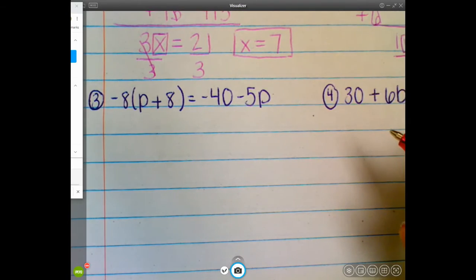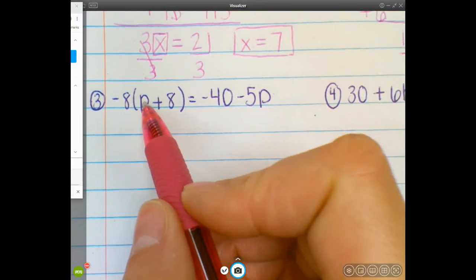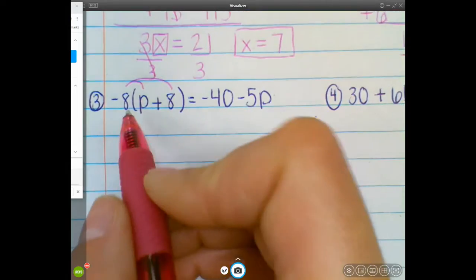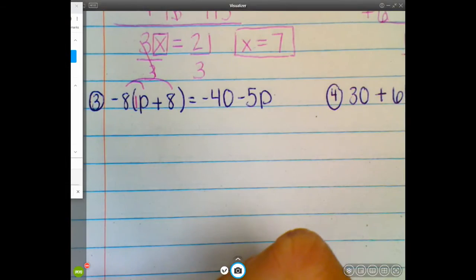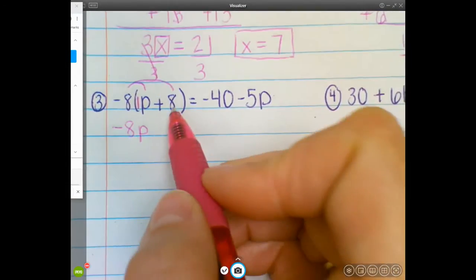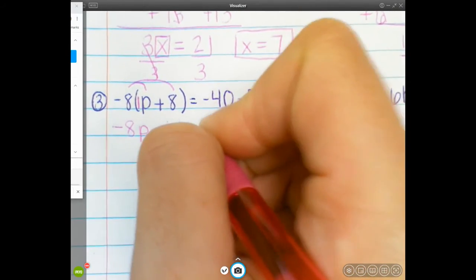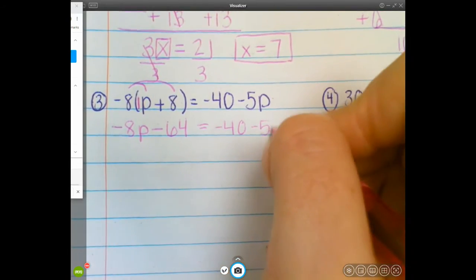Okay, so we're going to solve number 3. This time I can't just move the p's over because there's some distribution going on. Remember, when there's a number outside of parentheses, you have to multiply. So I have to do negative 8 times, really there's a 1 here, so that would be negative 8p. And negative 8 times 8 is negative 64, equals negative 40 minus 5p.